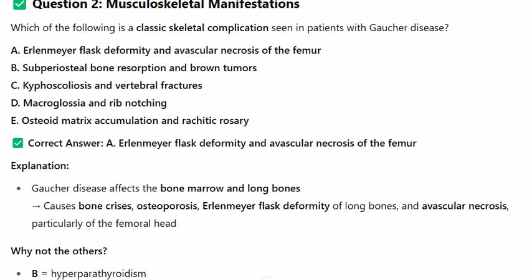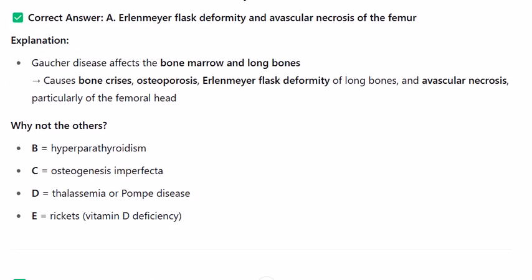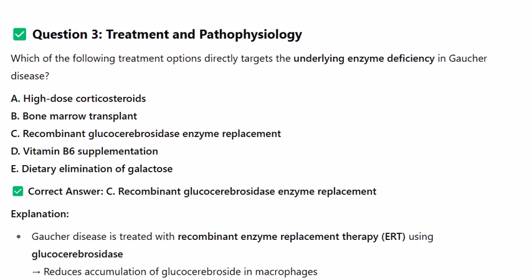Explanation. Gaucher disease affects the bone marrow and long bones, causes bone crises, osteoporosis, Erlenmeyer flask deformity of long bones, and avascular necrosis, particularly of the femoral head. Why not the others? B equals hyperparathyroidism, C equals osteogenesis imperfecta, D equals thalassemia or Pompe disease, E equals rickets, vitamin D deficiency. Question 3. Treatment and pathophysiology.